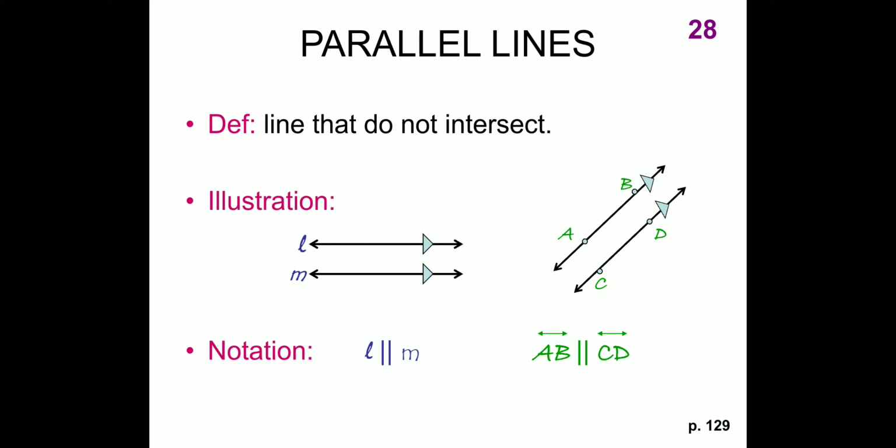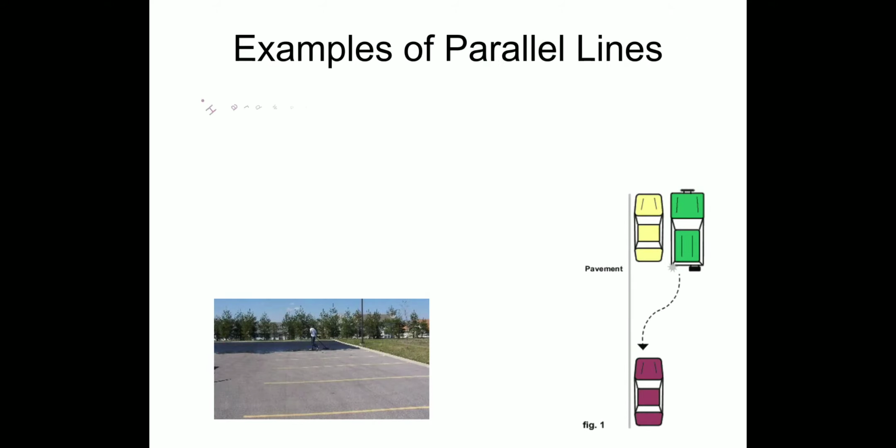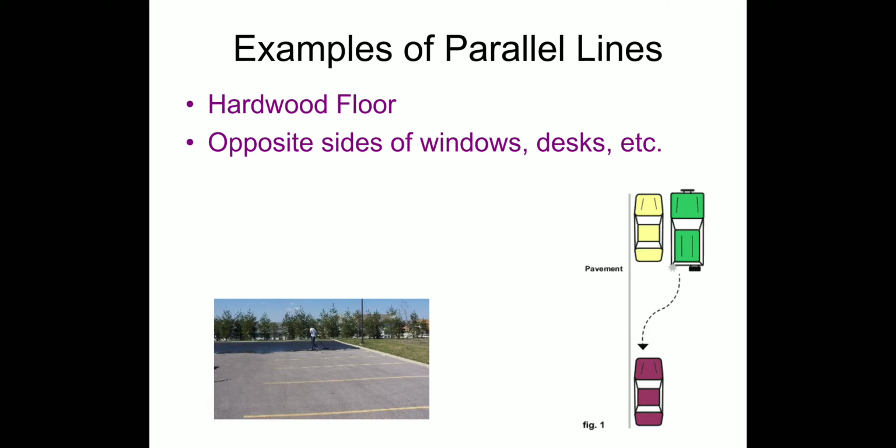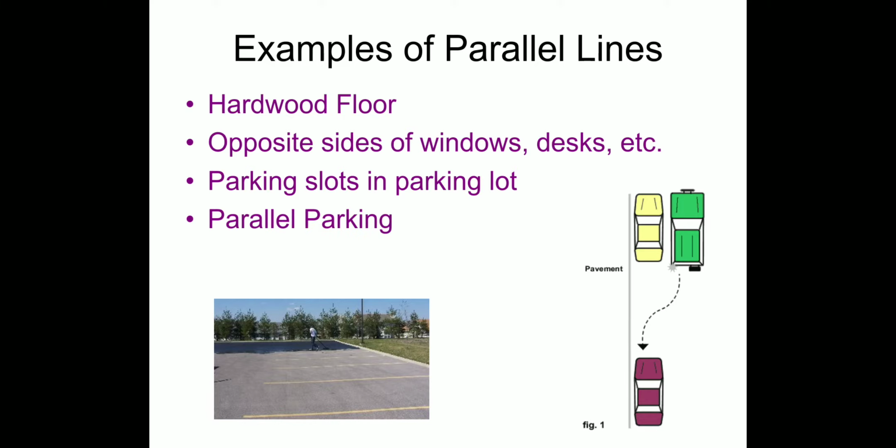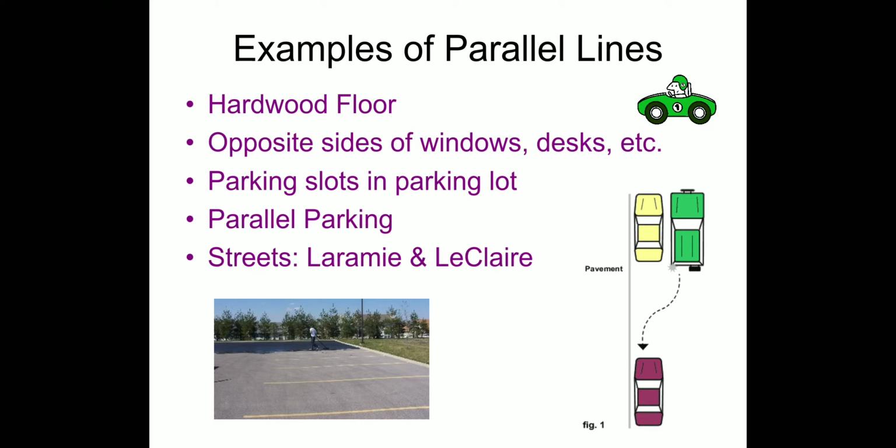In the second figure also, we have line AB that is parallel to line CD. Now let us see examples of parallel lines. One is a hardwood floor, and then we have opposite sides of windows, desks, and so on. Then we have parking slots in a parking lot. In this picture you can see they are parallel to each other, and this is parallel parking. Then we can see streets like Larmon and Leclerc.